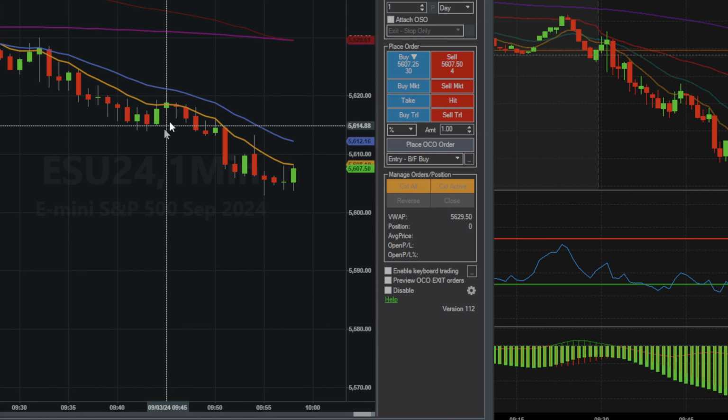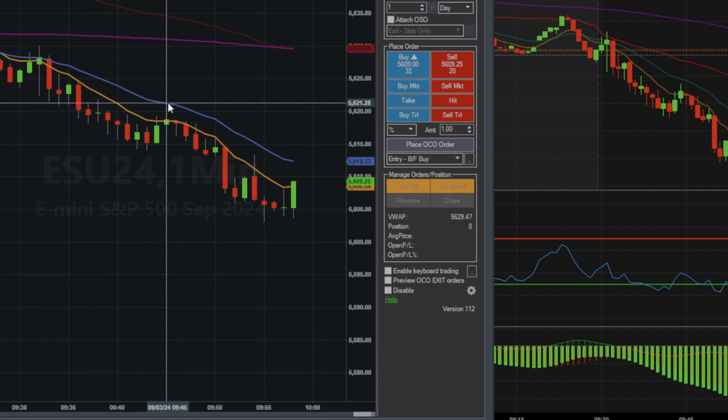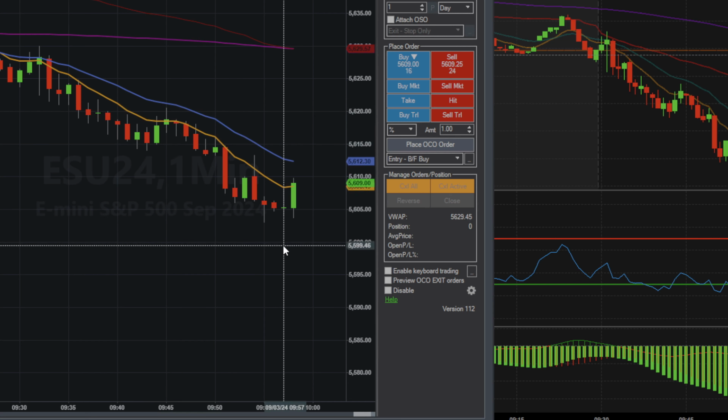So when the gap gets bigger here, I'm not looking to short off the 9 here. I'd be looking to short off the 20 at this point because the gap's pretty big.